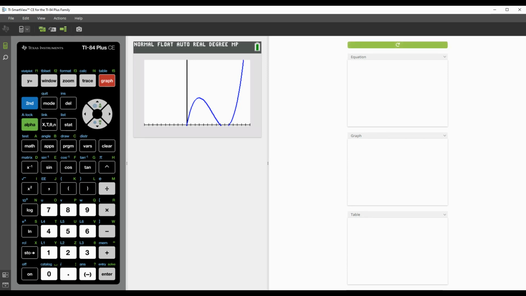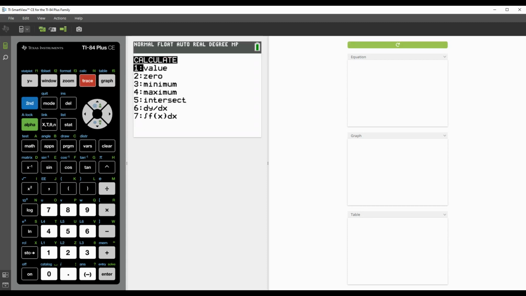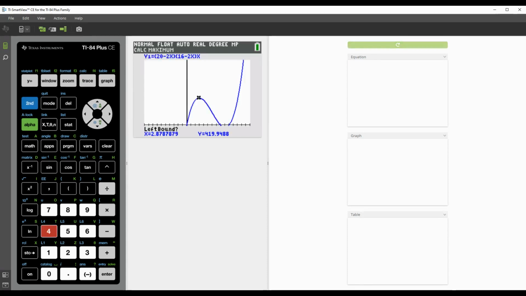And I can find that max. So I do second, calculate, maximum. I'm already pretty close to it, so I'm just going to scroll over a little bit. And then I'm going to scroll to the right. You have to get your right bound next. So as long as I get to the right of it, I can hit enter. And then I don't usually make a guess. And there it is. You need to cut out 2.945, and it'll give you, we'll do the dimensions in a minute, a volume of 420. You are not going to beat that volume.